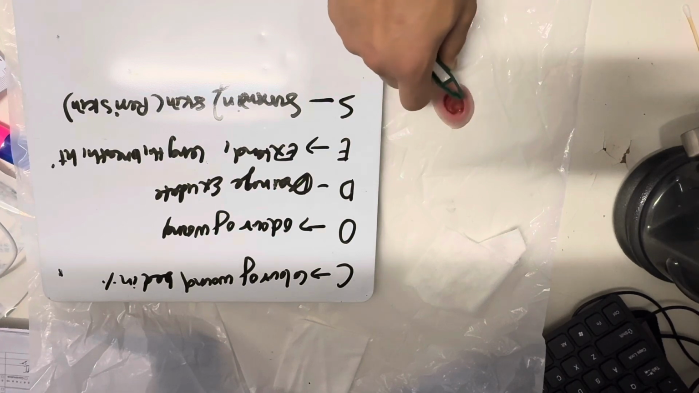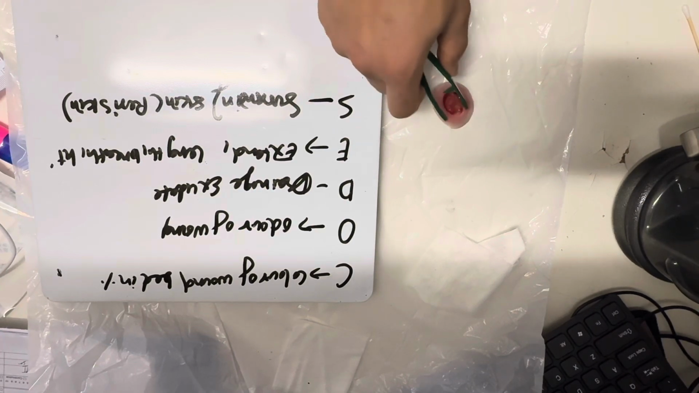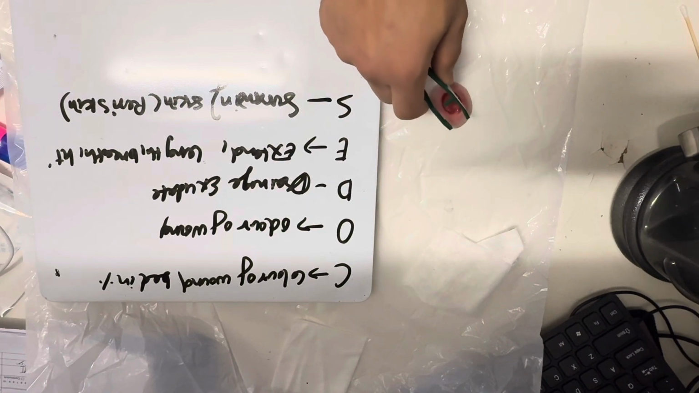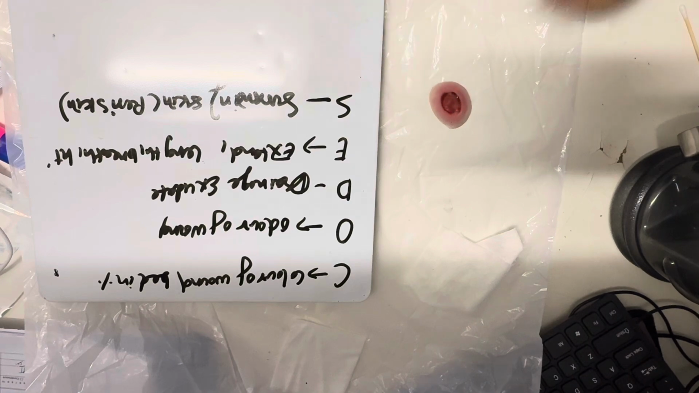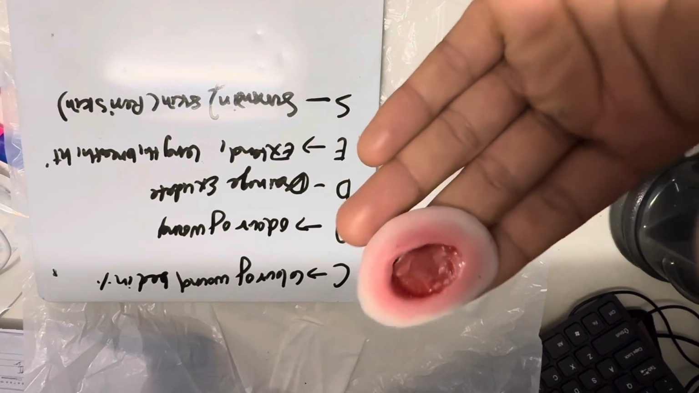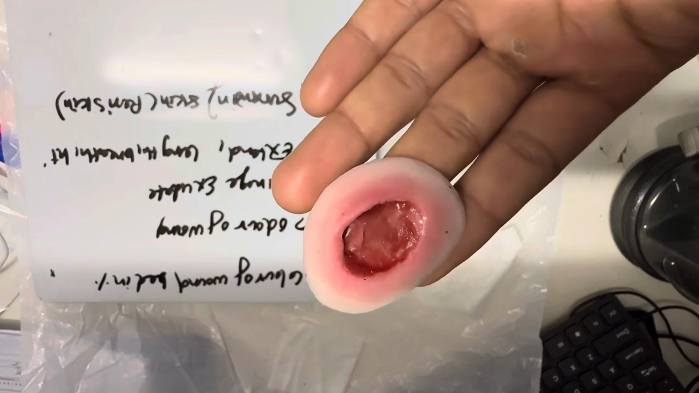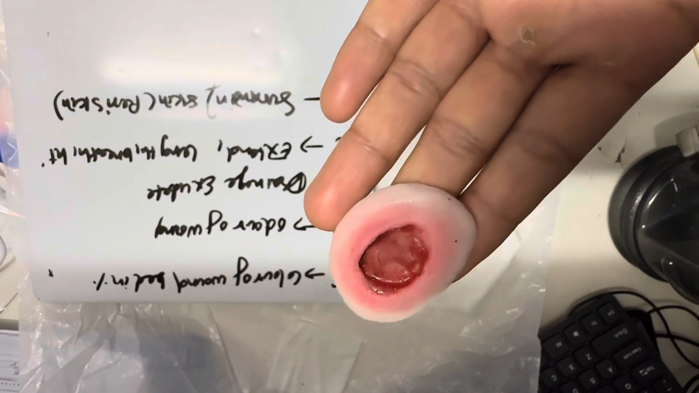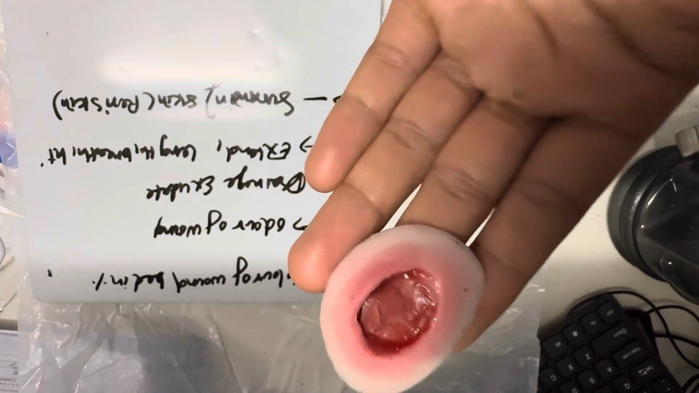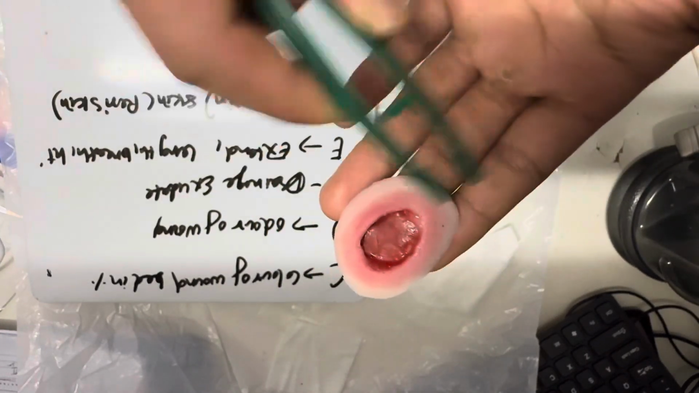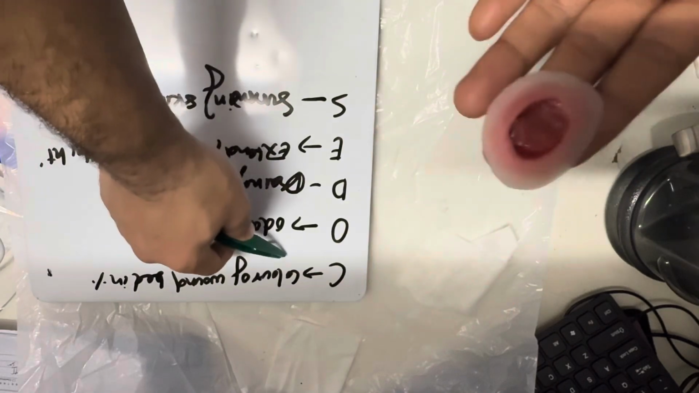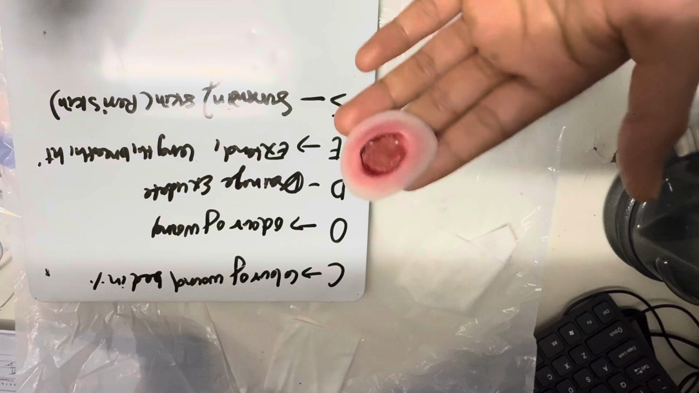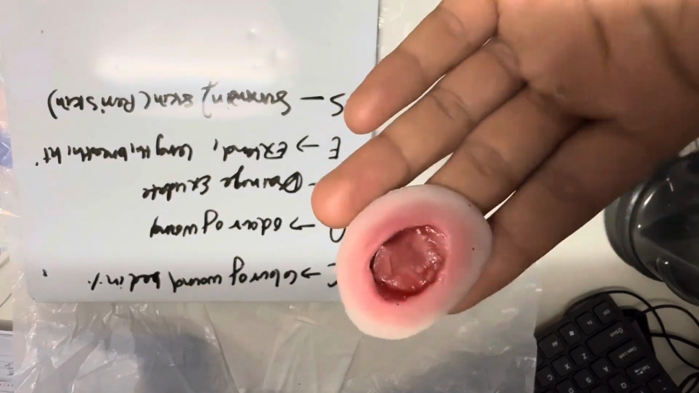Granulating means bright red with red blood vessels, right? And epithelializing means new skin forming over the wound. In my analysis, I can see 90% is granulating and 10% is epithelializing, because there is so little pink in there. So once our C is done, we'll go with O. That means color odor of the wound. In my wound there is no odor, so I'll just put nil.